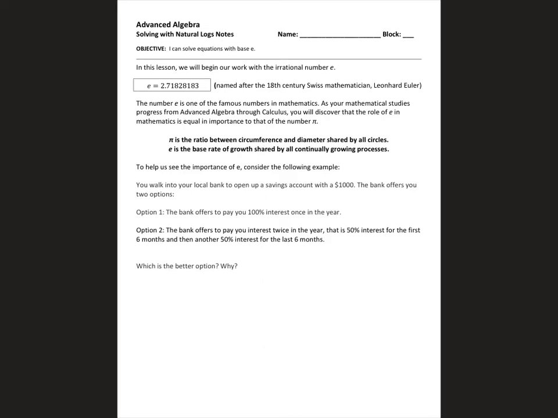Let's say you walk into a local bank to open up a savings account with $1,000. The bank offers you two options. In option one, the bank offers to pay you 100% interest once in the year. In option two, the bank offers to pay you interest twice in the year. That is 50% interest for the first 6 months and then another 50% interest in the last 6 months. So my question to you is, which is the better option and why?